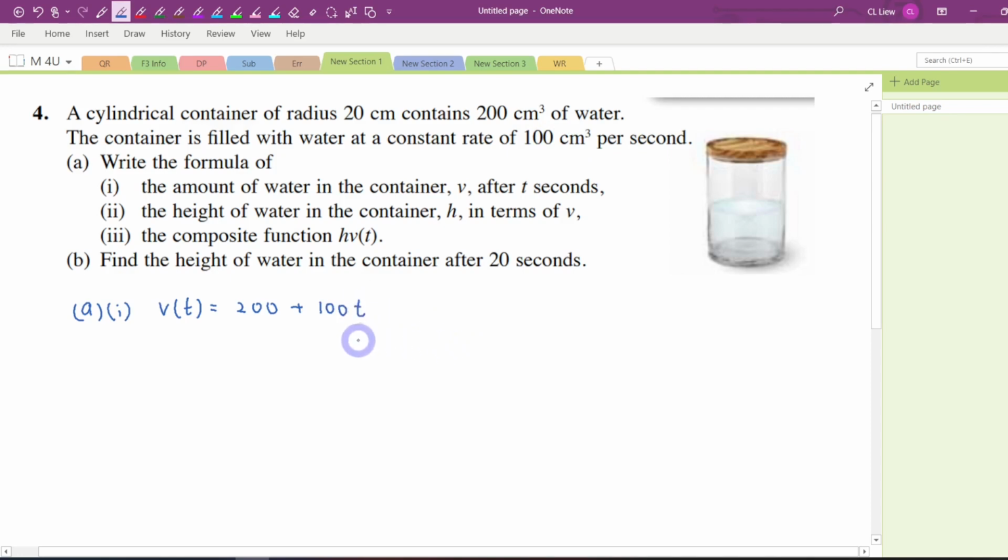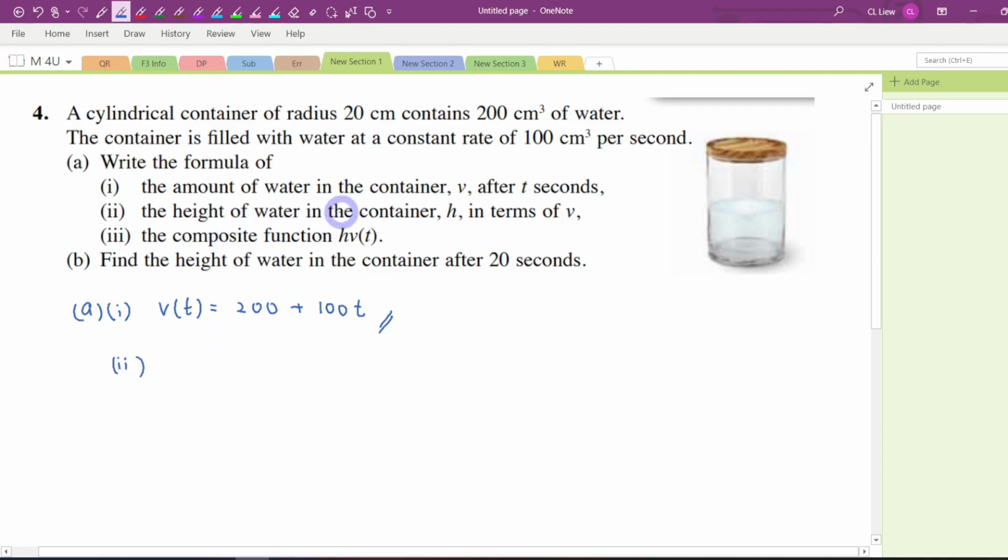Okay, now it means that after 1 second it will top up 100 cubic centimeters. After 2 seconds, it will top up 200 cubic centimeters, and so on, right? Okay, so this is the answer for part 1. Now let's go to part 2.